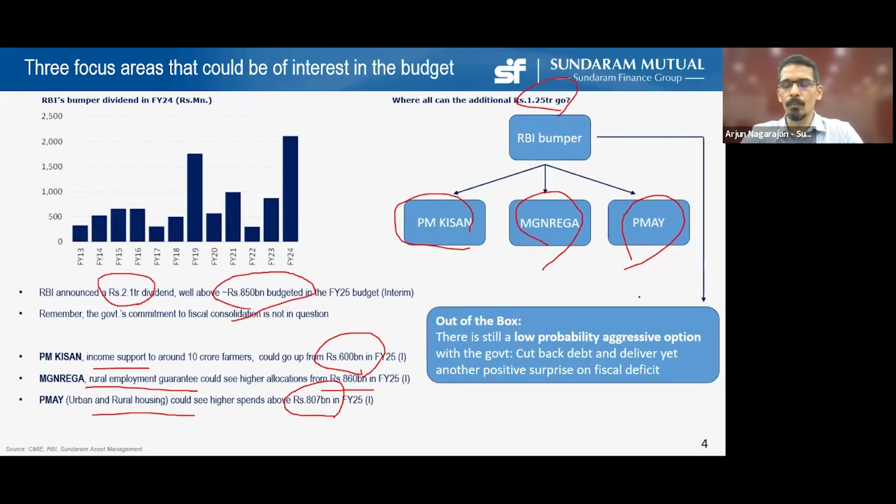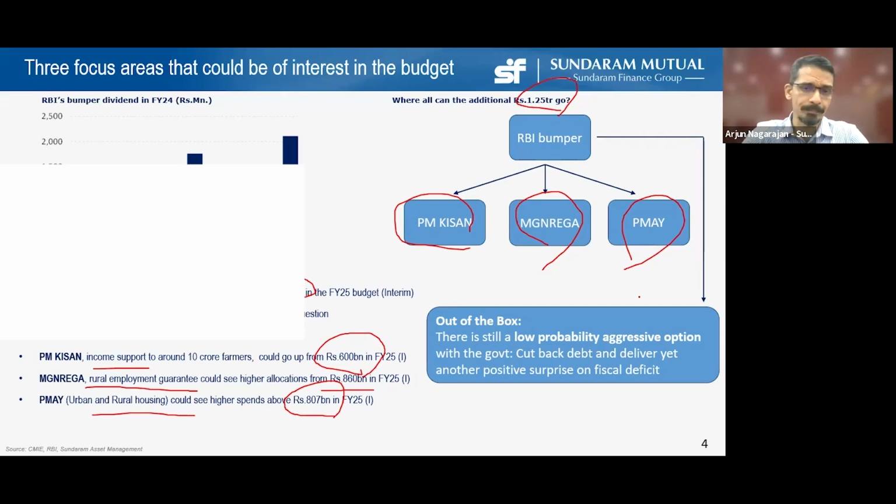The second thing to watch out for is this extra 1.25 trillion that the government has received from an RBI dividend point of view. Where is that incremental spending getting reflected? We feel PM Kisan, MGNREGA, and PMAY are three key areas where you can possibly see this incremental revenue being spent.